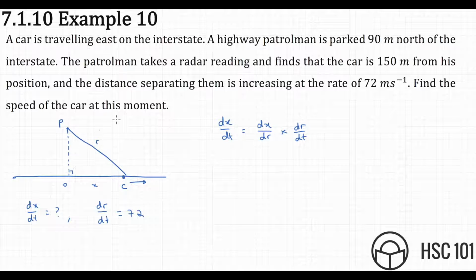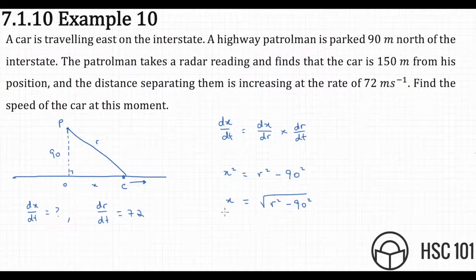Again, the patrolman is 90 meters away from the interstate, so this distance does not change. x does increase with respect to time, and r also increases over time. But if this is a right angle triangle, then at any given point in time we can say that x squared is equal to r squared minus 90 squared, by Pythagoras. So x is equal to the square root of r squared minus 90 squared.